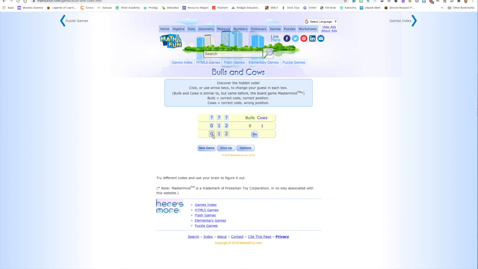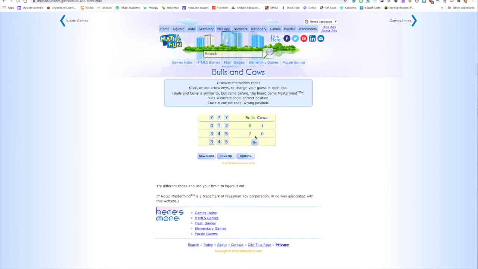So maybe now I'll try 3, 4, 5, and I'll just click go. Ooh, I have 2 bulls. That means 2 of these numbers are in the correct position. So if I know one of these is correct, and again, you have to think strategies here. If one of these is correct and 3, 4, and 5 are in the right position, it has to.